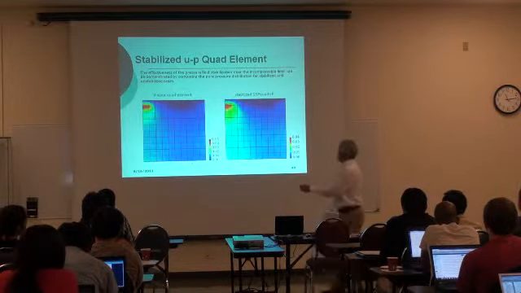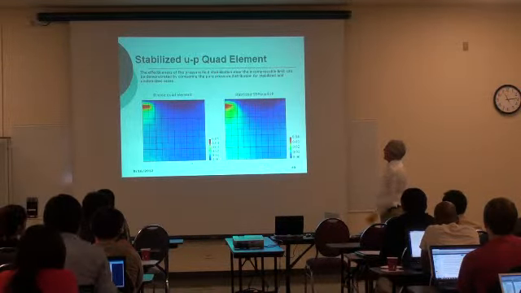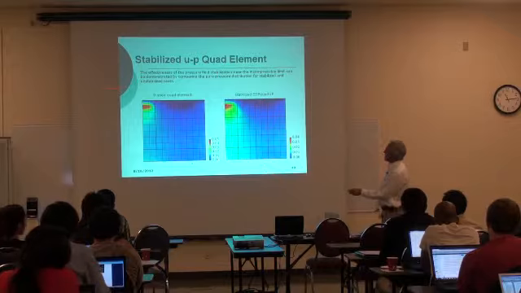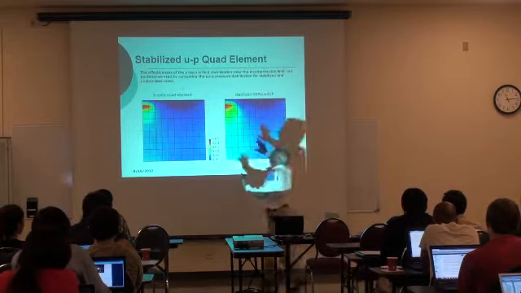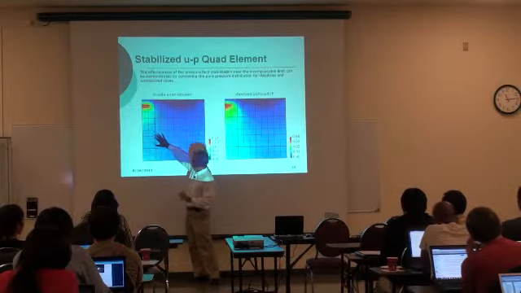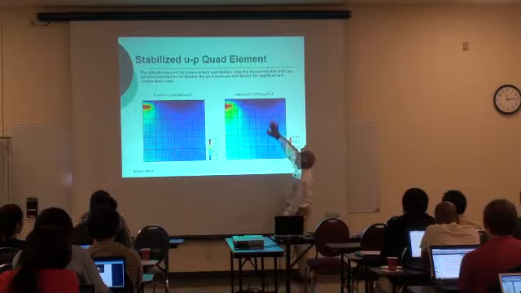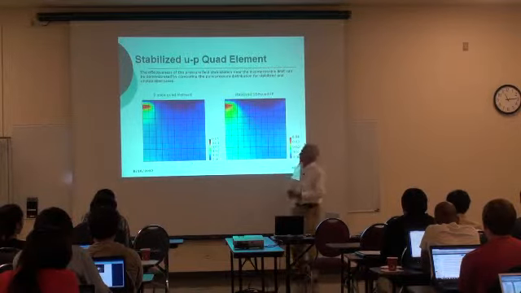Now, this is the 9-node quad element, and this is the stabilized one. So you see the comparison. The 9-4 node is stable, so I don't need to do anything to that. So it's a good element to compare with. And you see that the stabilized SSP quad UP captures more or less the response.